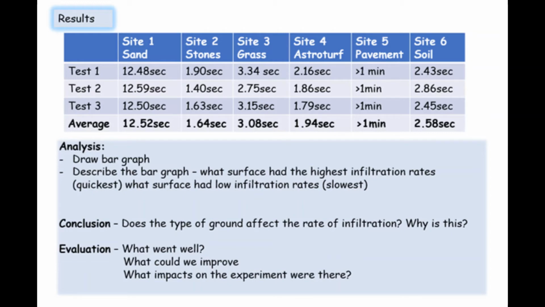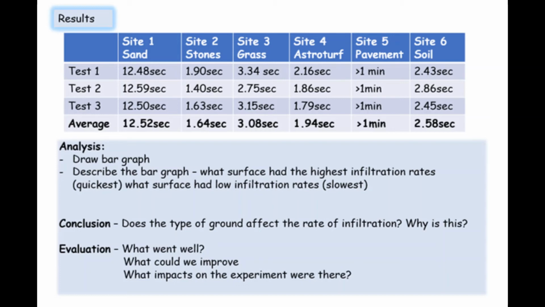So what went well? I would say we proved our hypothesis. We can link it back to the start. So this went well, we came to a conclusion. What could we improve? Well, maybe we could use a bigger can and make sure this is tapped into each surface properly to stop any surface runoff. That could make our results more accurate.